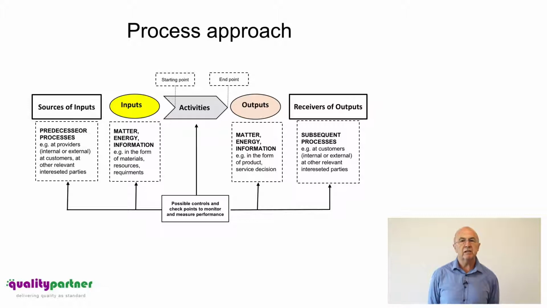9001-2015. So this means that the organisation must have within its quality management system a clearly defined set of processes. And one of the new requirements that we will see in ISO 9001-2015 is that these quality management system processes are aligned with the organisation business processes. Now, any process has to have sources of inputs, value-added activities, outputs, and then the outputs will be received by interested parties. These interested parties could be people working within the organisation, they could be the customer, or they could be other relevant interested parties.